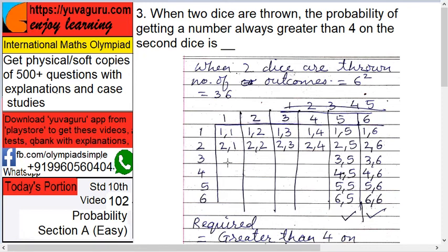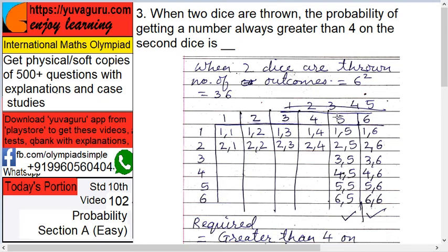1, 1, 2, 2, 1, 2. You go on up to 6 over here, similarly up to 6 over here. So what do we want? A number always greater than 4. So what are the total outcomes? Total outcomes are 36. These are the 36 ones. 6 here, 6 here, 36.